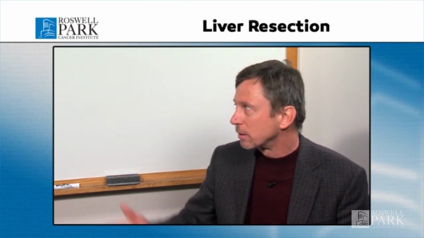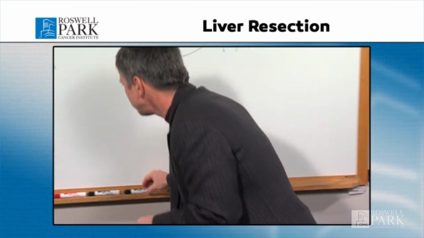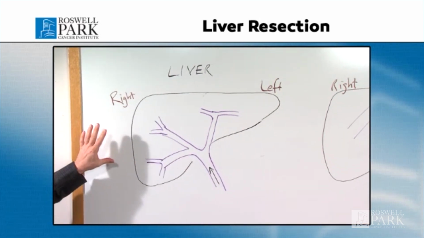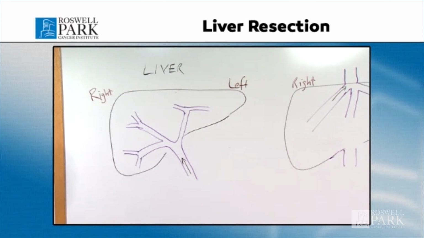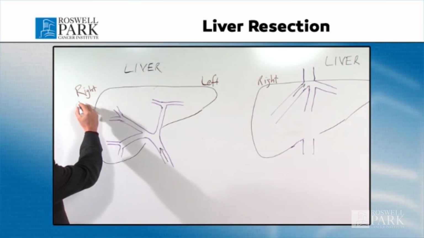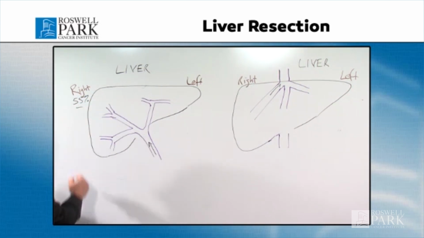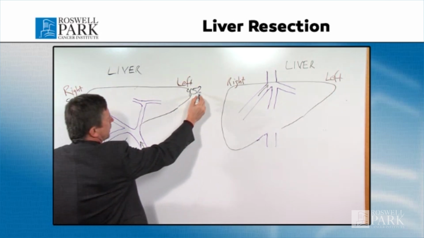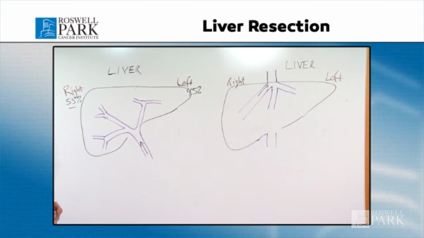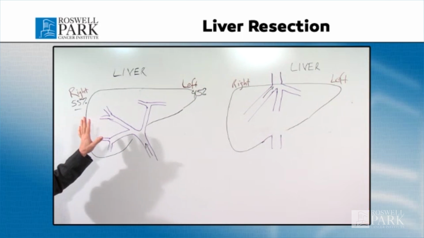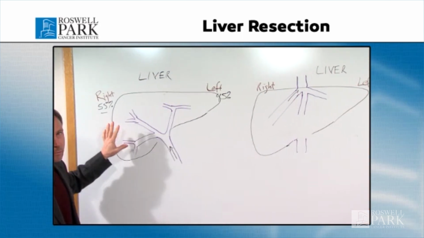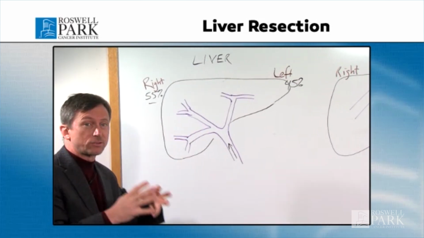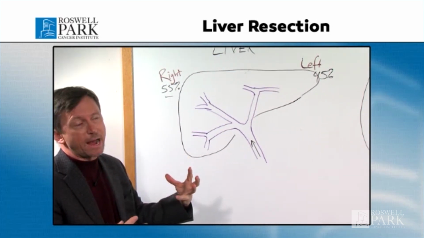I'd like to explain that better by using a diagram that I drew here. The liver has both a right side and a left side. The right side of the liver is generally the larger part of the liver. That's about 55% of the liver volume is on the right side and about 45% on the left side. Now, as most people may or may not know, the liver can regenerate. And in a healthy, younger person, you can remove up to as much as 75% of a healthy liver, and the other 25% of the liver will essentially grow back.